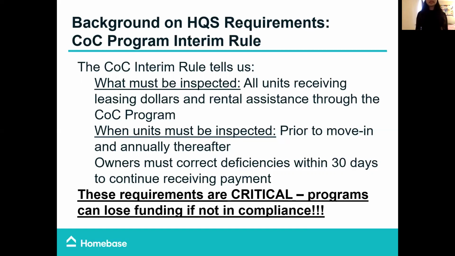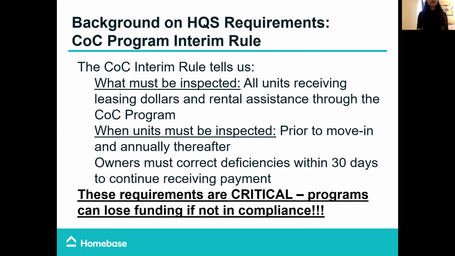Programs implementing this waiver must instead visually inspect the unit using technology, such as video, to ensure that the unit meets HQS, and the program must have written policies to physically re-inspect the unit within 3 months after public health officials have determined that special measures to prevent the spread of COVID-19 are no longer necessary. The second waiver is regarding the re-inspection of units.